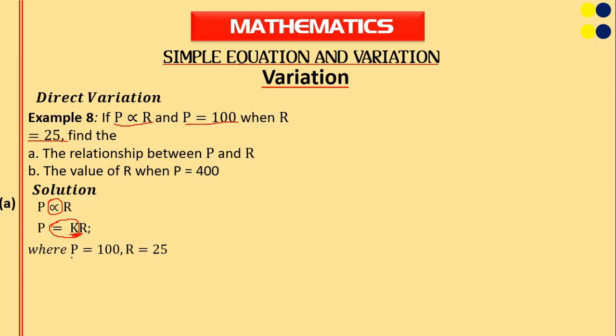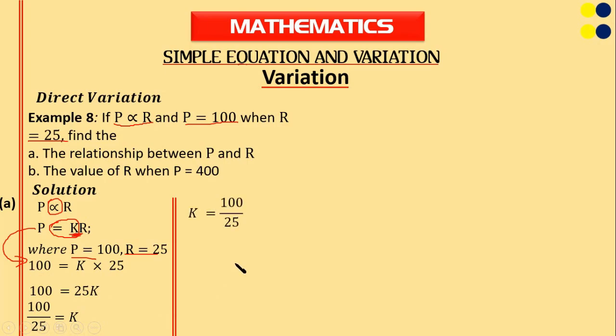Okay, so from what we have here, what you need to do is slot in the value of P and the value of R into the equation. So if you check it very well, this equation will translate to this because P is 100 and R is 25. So this will give us 100 equals 25k, and of course if we divide both sides by 25, you have 100 over 25. So our k is 4.